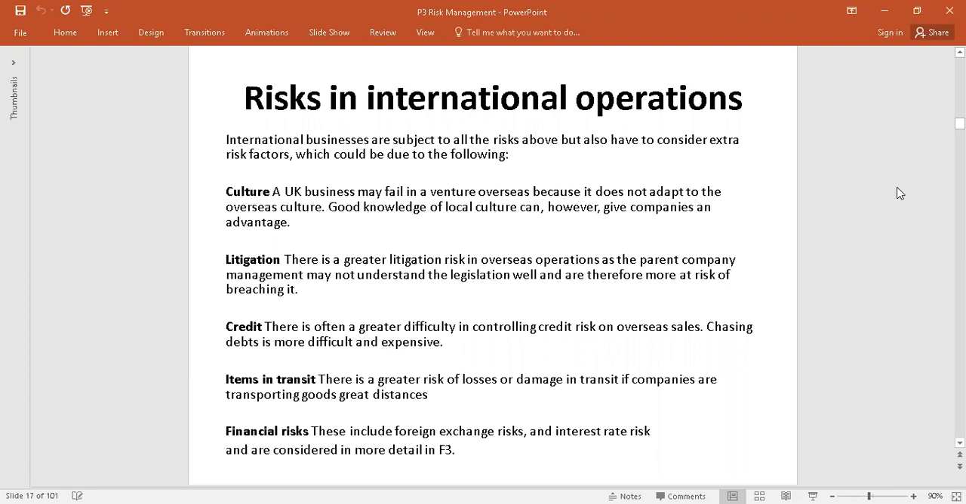So, inability to adopt the culture of another country when they are dealing with trade, they can get affected because of the cultural differences. So a UK business may fail in a venture overseas because it does not adapt to the overseas culture. Good knowledge of local culture can, however, give companies an advantage.